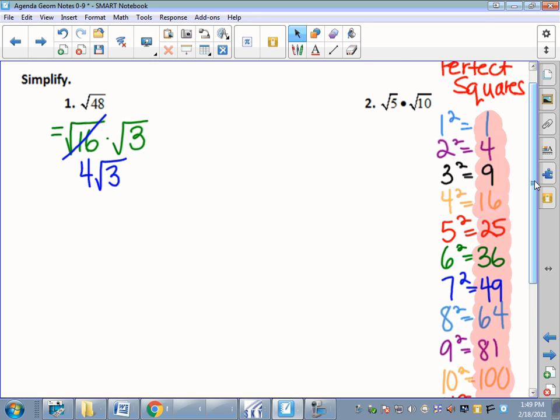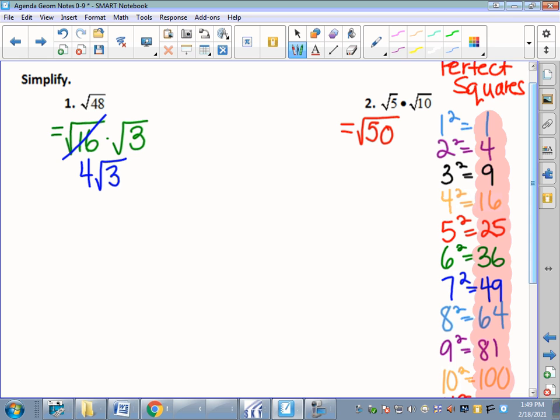That's not helpful, right? Because neither a 5 nor a 10 for problem number 2 are perfect squares. But if I multiply those out, that's 50, right? 5 times 10. We can multiply those. They're called radicands, the number under the radical. We can multiply those radicands and we can get a 50.